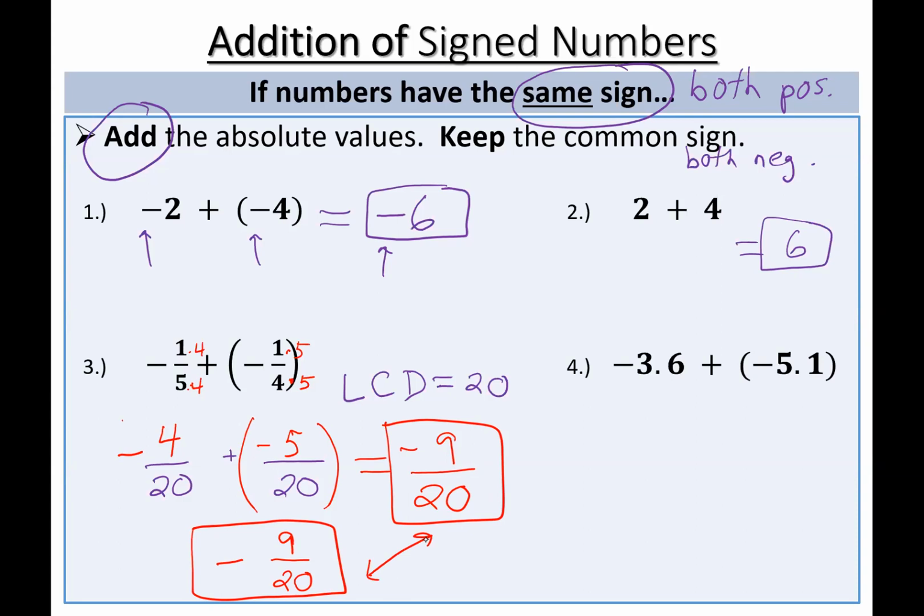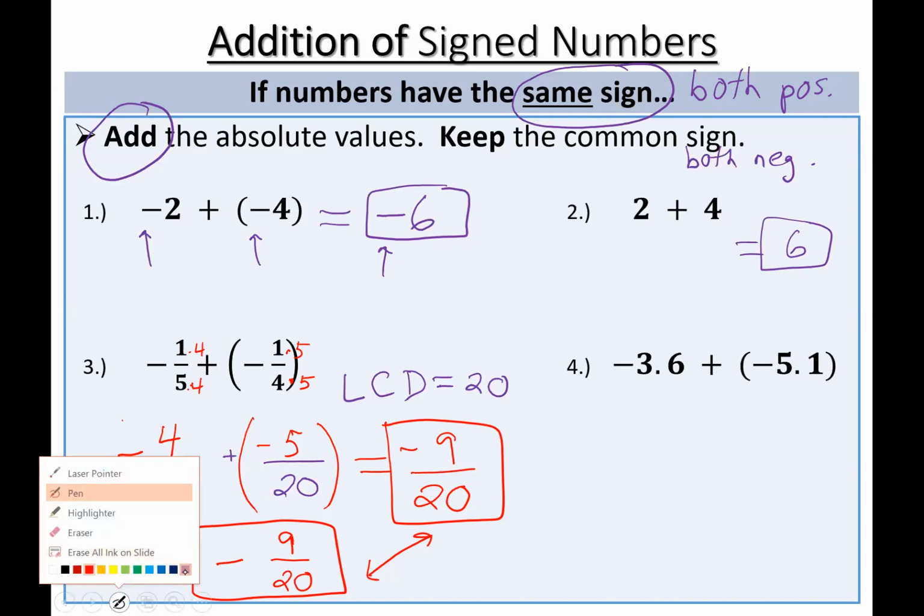All right, so the point there was a negative plus a negative is equal to a negative. We added and kept the common sign. The real work there was just remembering how to add fractions, right? That was maybe still the hardest part about that one.